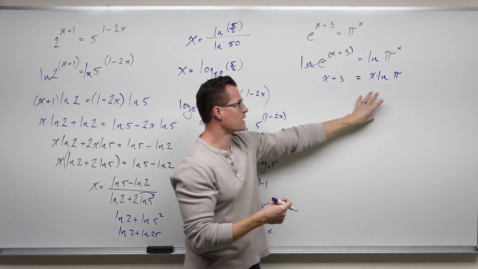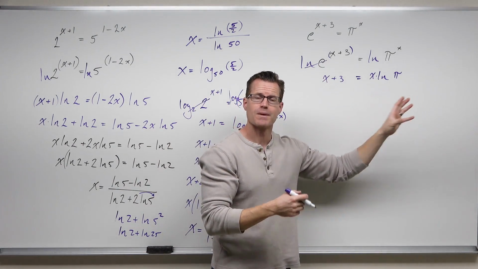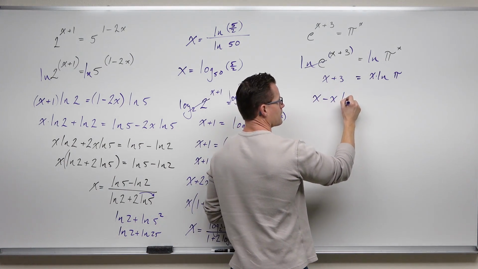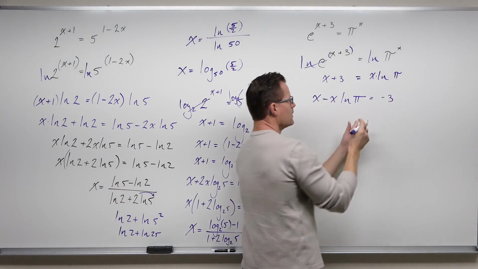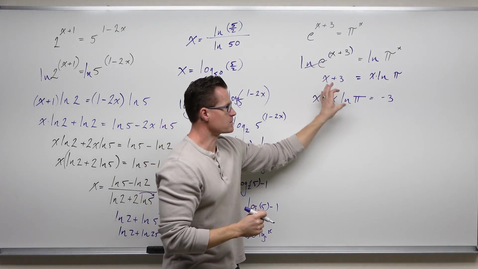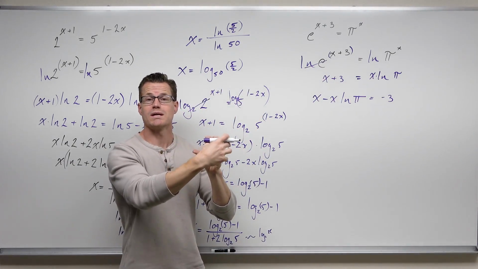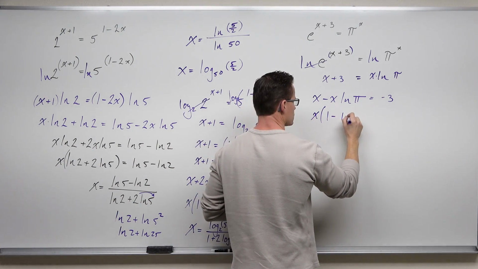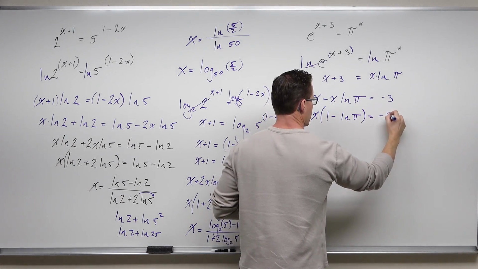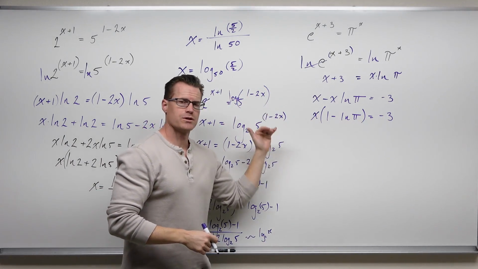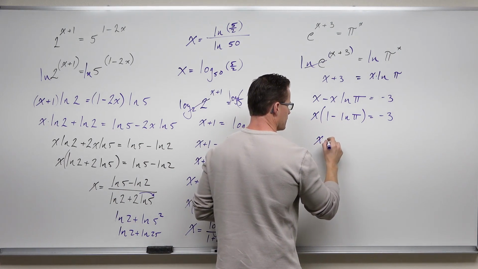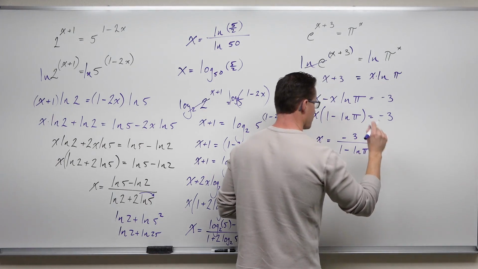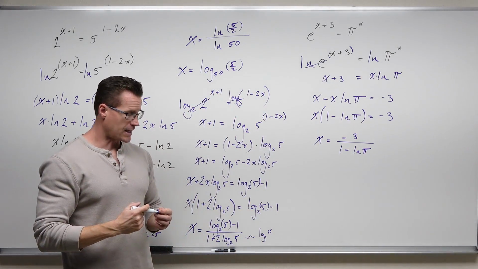In this case, we're going to group our x terms on one side, our non-x terms on the other. This is telling you you're going to have to factor and divide. So I've subtracted x ln pi and subtracted 3. Now that we have all our x terms grouped, we can factor that x. And lastly, we're going to divide both sides. And we're done. That's about as clean as I can make it.